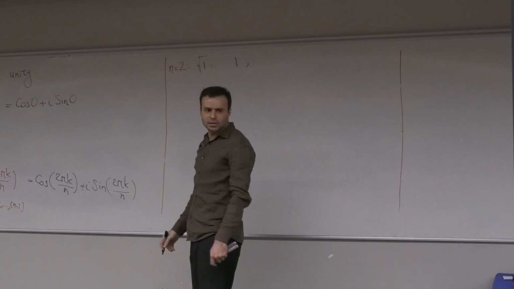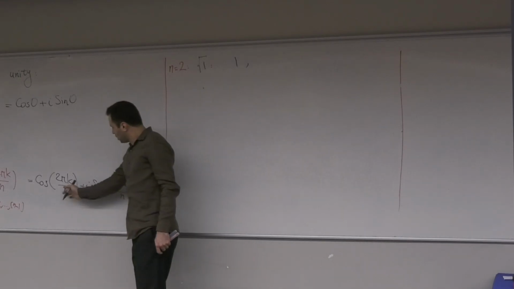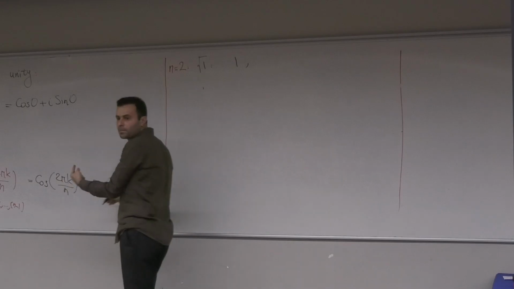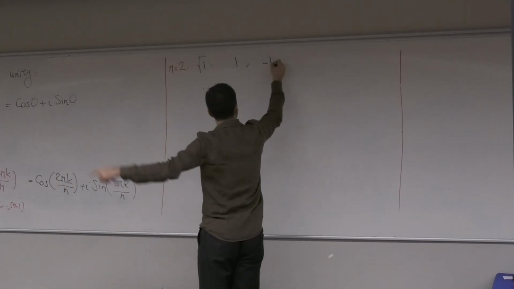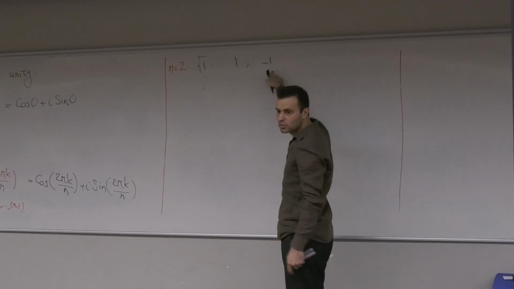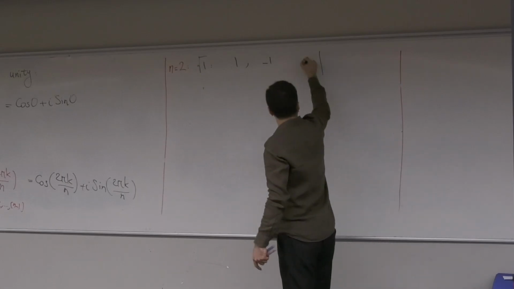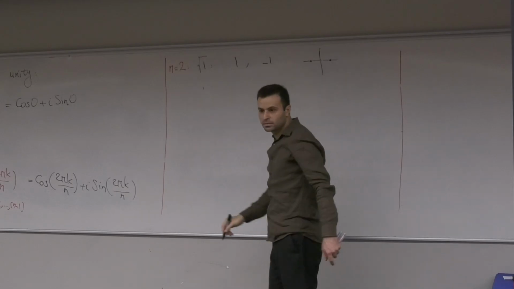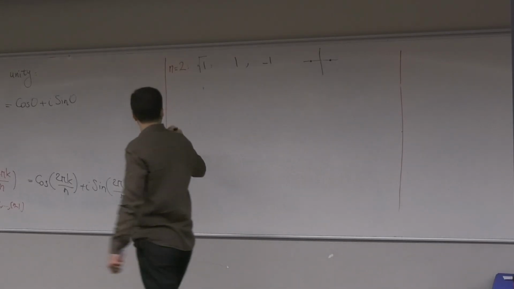What is the second value? We are just going to replace k with 1, right? This is going to be pi. What is cosine of pi? Minus 1, plus I times 0, which is 0. So it is going to be 1 and minus 1. Geometrically, where are they? Here and here. Okay? Two different complex roots.